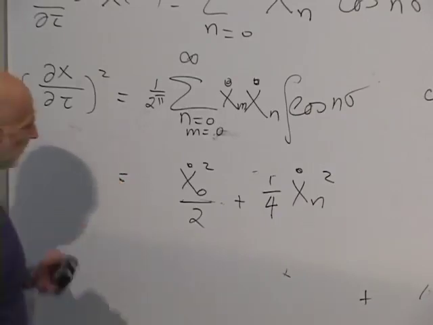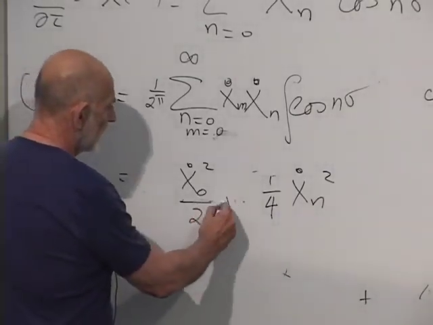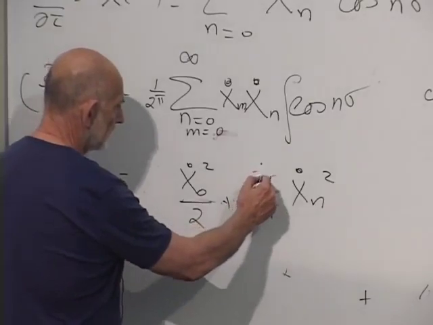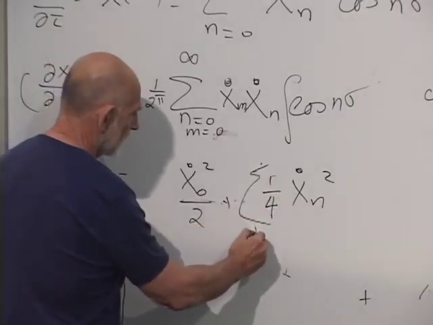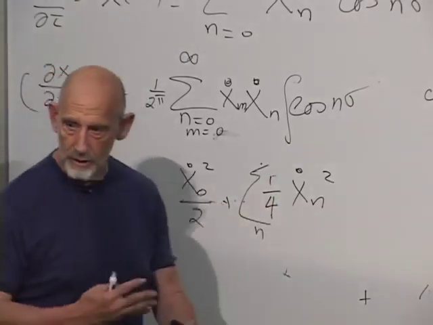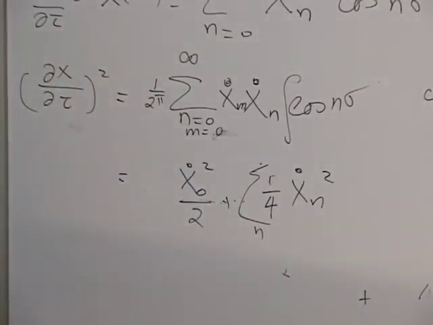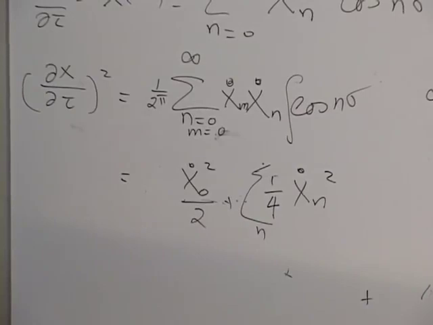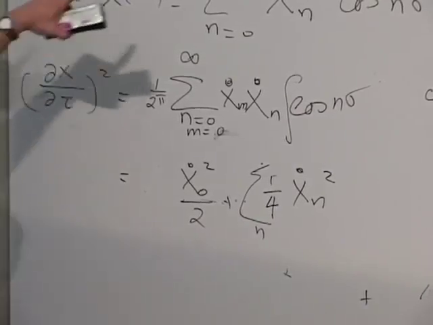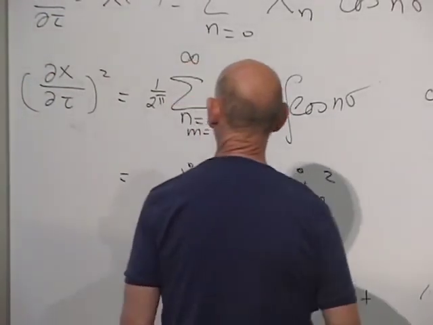Okay, so this is center of mass, sum. And this here has to do with the internal relative motions of these little constituent elements of the string. Now what about the other term, minus dx by d sigma? Let's work that one out.